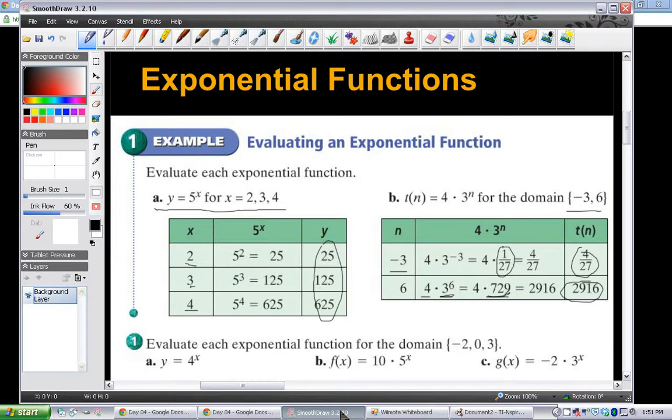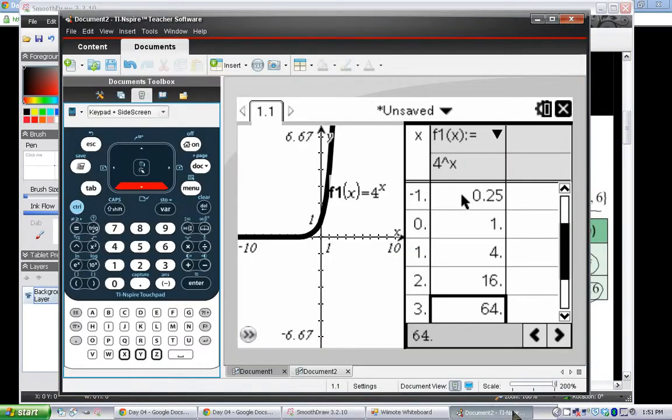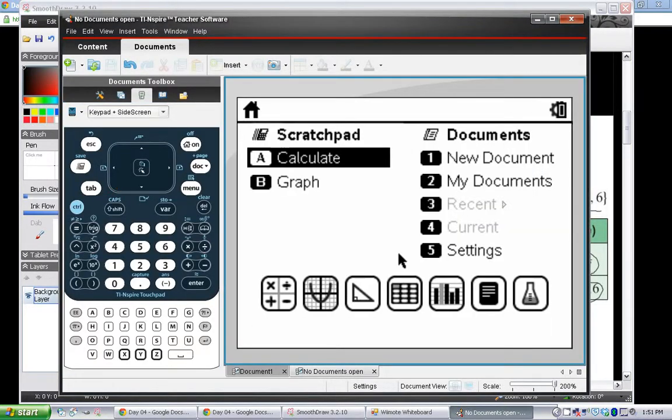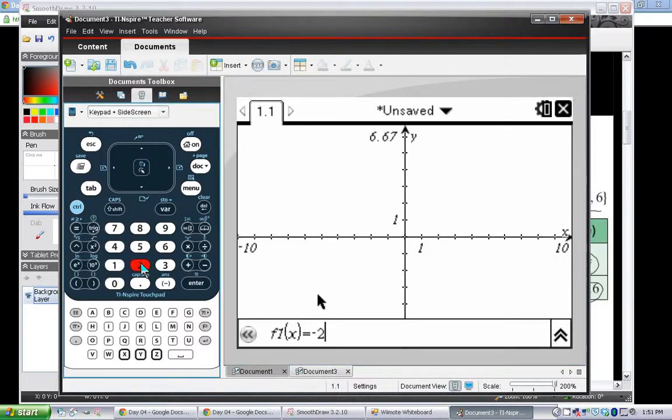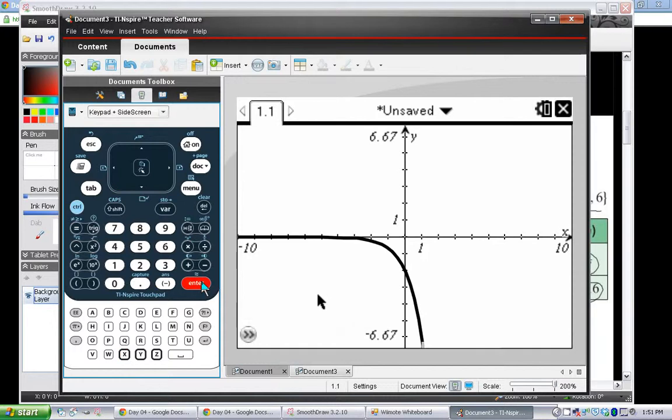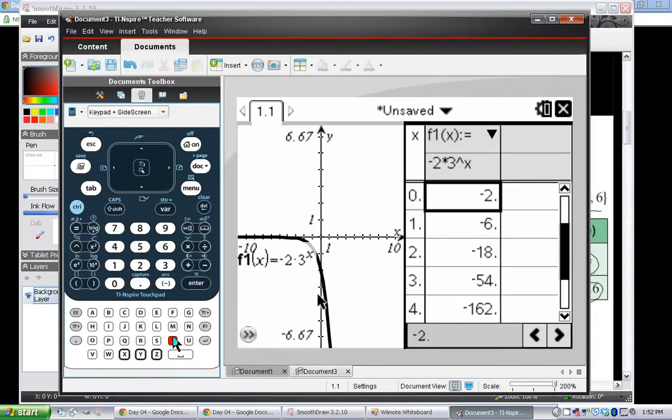Let's look at one of the ones that's a little different. Let's look at C, where we have g of x equals -2 times 3 to the x. So -2 times 3 to the x. We can clear this, add a new graph. So we have -2 times 3, again we use that raised to the x. And so we have our -2 times 3 to the x. We hit enter. A little bit different here. This one is decreasing as you go along. Let's hit Control T and look at our table.